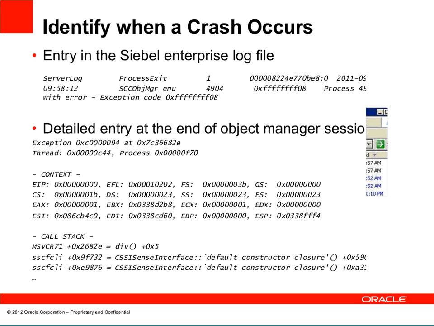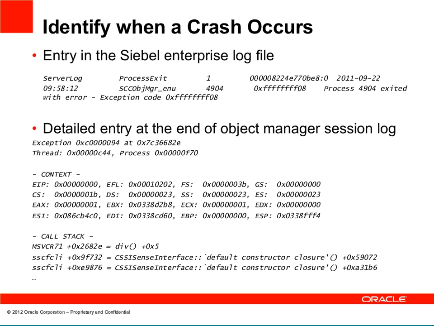Another key indicator for when a crash happens is a process exit event entry in the Siebel Enterprise log file. This will typically include an exception code or another sort of error, which tells you the process has gone down. Quite often, that will shortly be followed, just a few seconds later, by a respawning of the given component.